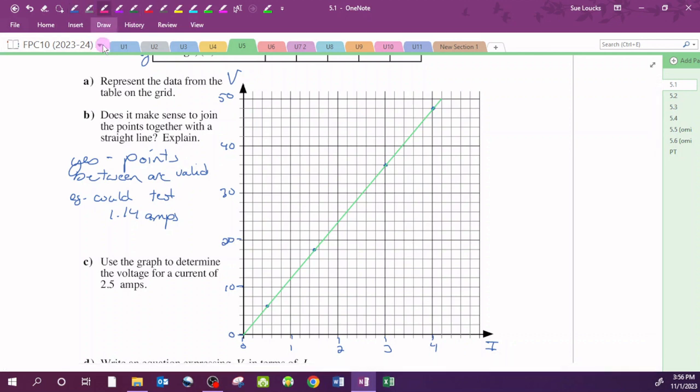Next it says use the graph to determine the voltage for a current of 2.5 amps. So I'm going to find my 2.5 amps, and that's right here. Well, it's in the middle, right? Rather than trying to find where the ruler is going to go and then go up, I know it's in the middle of this one because that's halfway. And then I'm going to go up here. It's going to be in the middle between these two lines.